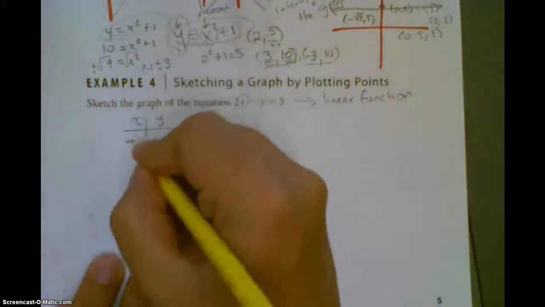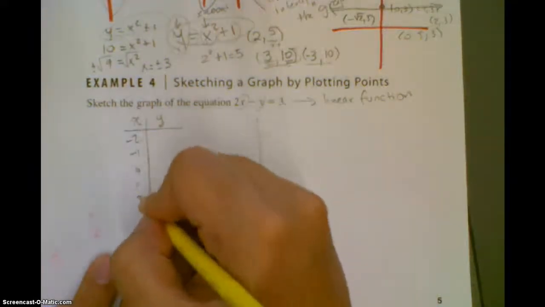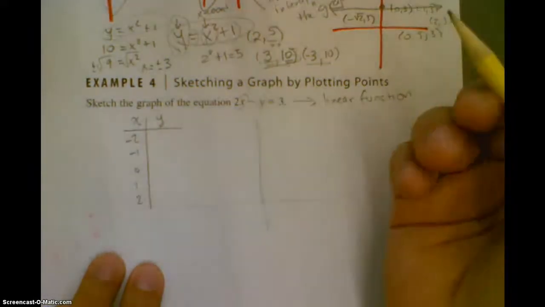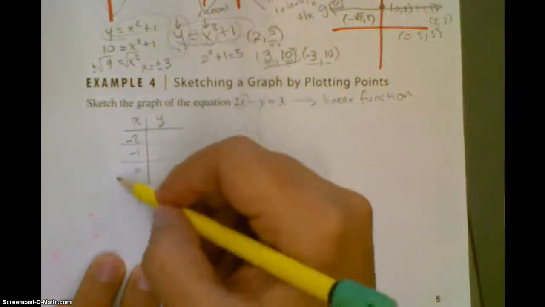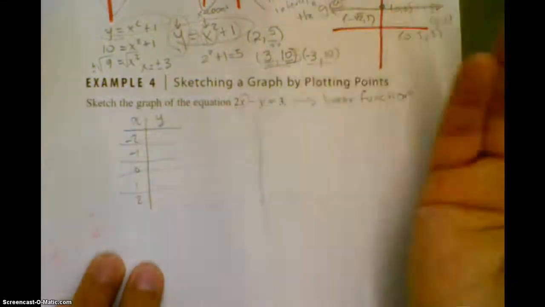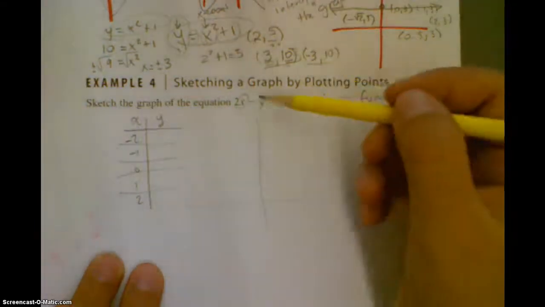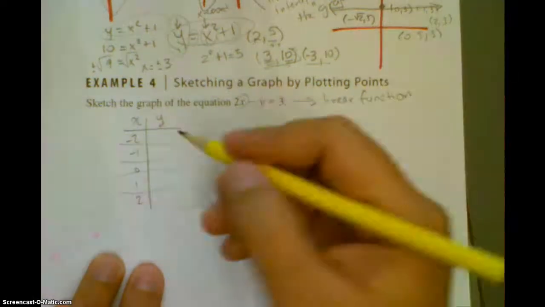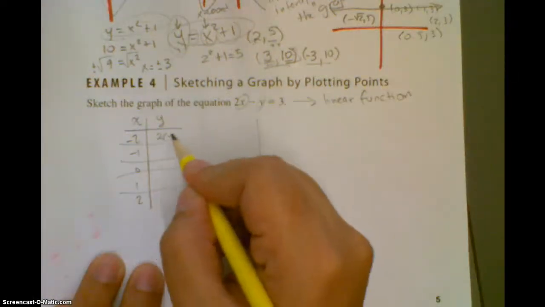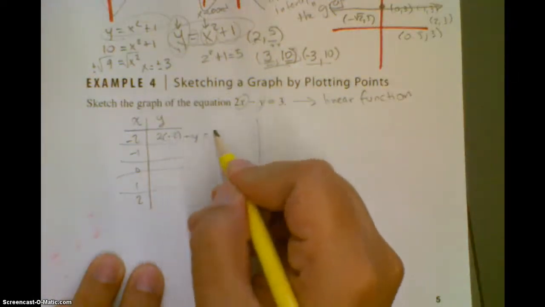So my standard is -2, -1, 0, 1, and 2. Those always kind of work to give me a good picture. And in case they don't, then I have to use some other strategy. And then I'm just going to replace that in here. So it's 2 times -2 minus y equals 3.